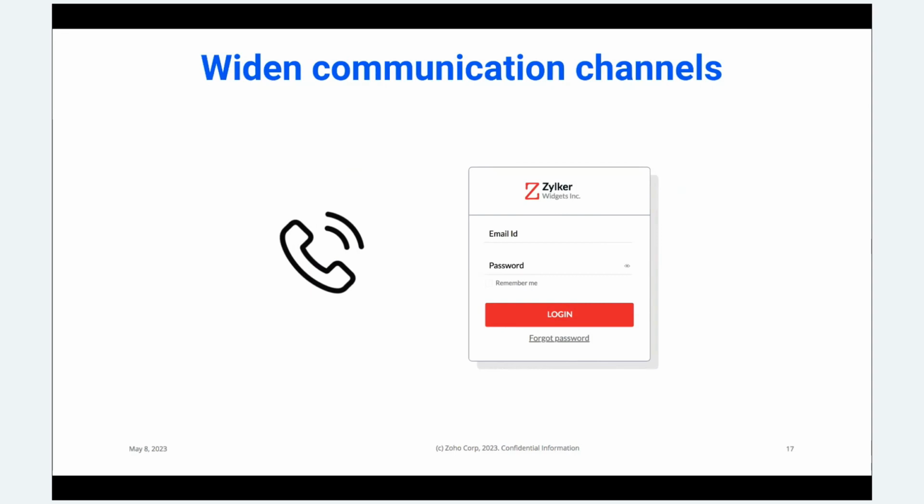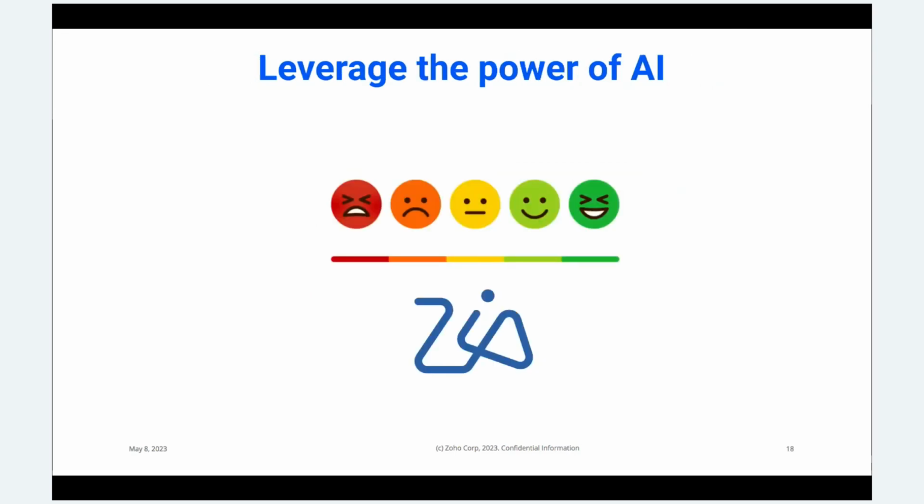So these are some examples of how communication scope has been widened. And you can, of course, leverage the power of AI in understanding the sentiments and needs of customers even before you reach out to them. Right? Zia now has the power to analyze and give you sentiment analysis, emotional analysis, intent analysis, and so on. So these are all some highlights.